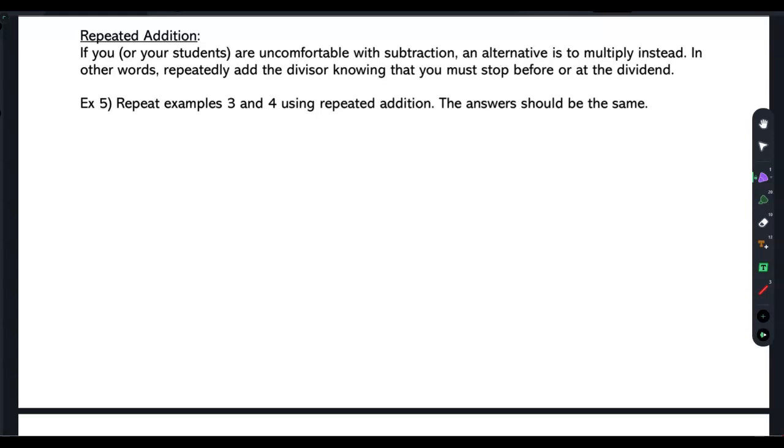So one method is, if you want to divide two numbers, you could actually multiply instead, right? You could do repeated addition instead of repeated subtraction. You can do that because we already talked about how any division problem can be written as a multiplication problem, right? So you just have to make sure that you repeatedly add the divisor, knowing that you have to stop before or at your dividend, right?